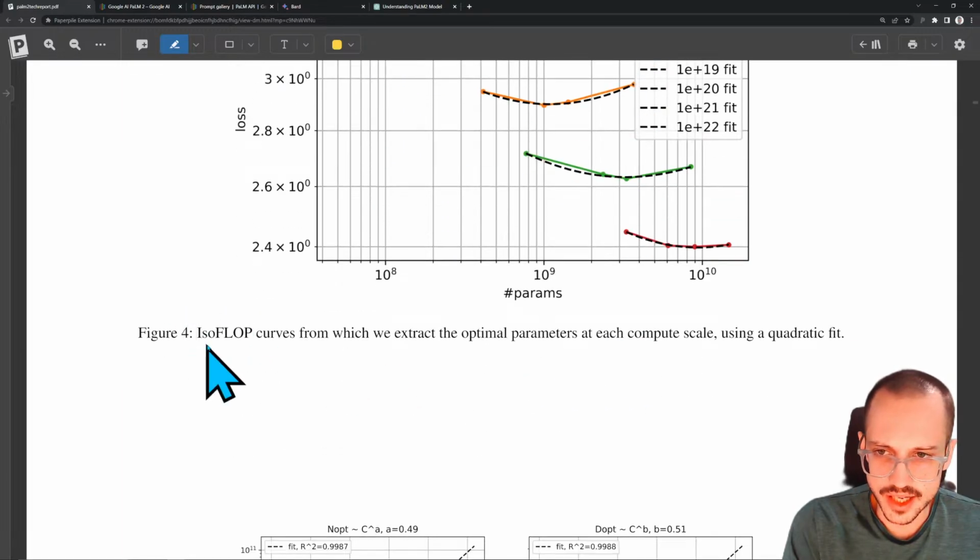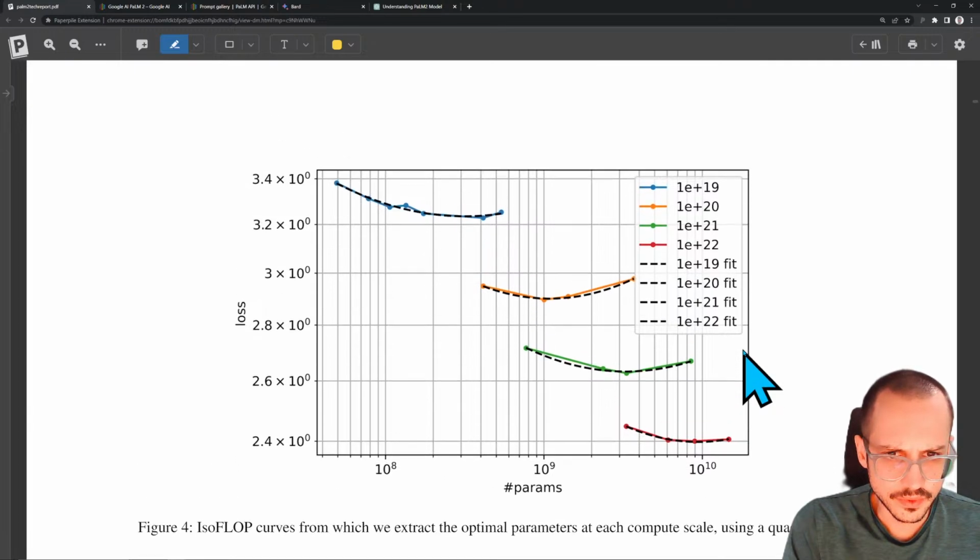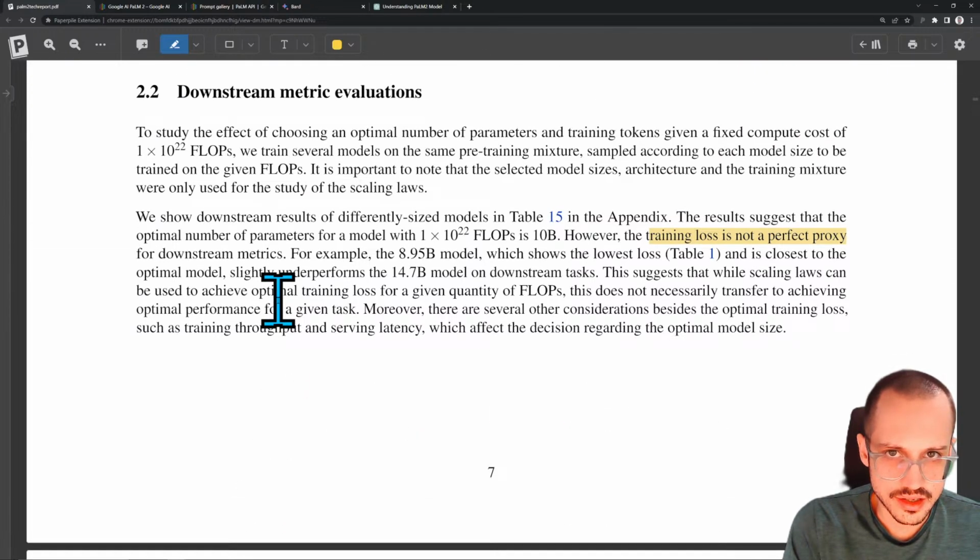So here we go. ISO flop curves at each compute scale. These are different amounts of compute. This is different numbers of parameters here on the X, and this is the training loss, or I guess validation loss. Training loss would not be a good proxy.